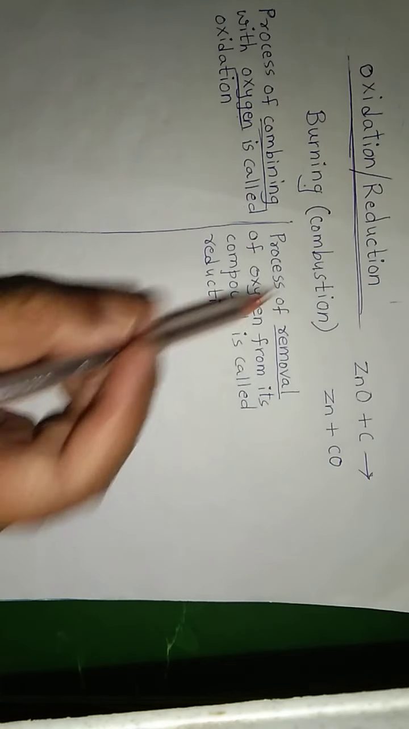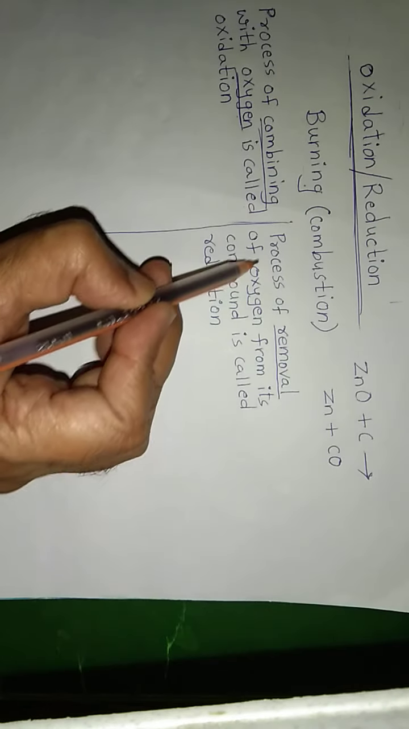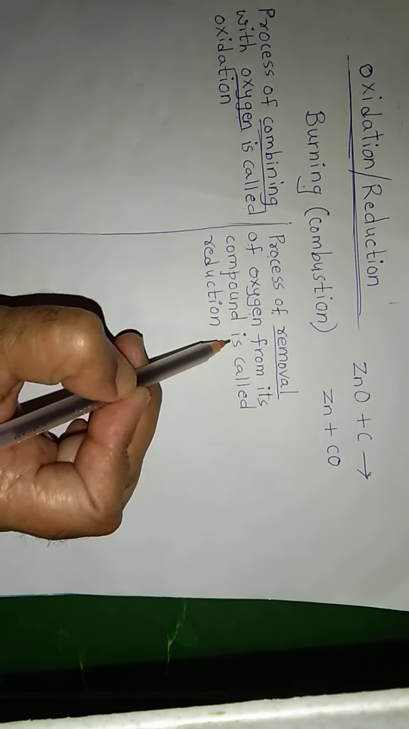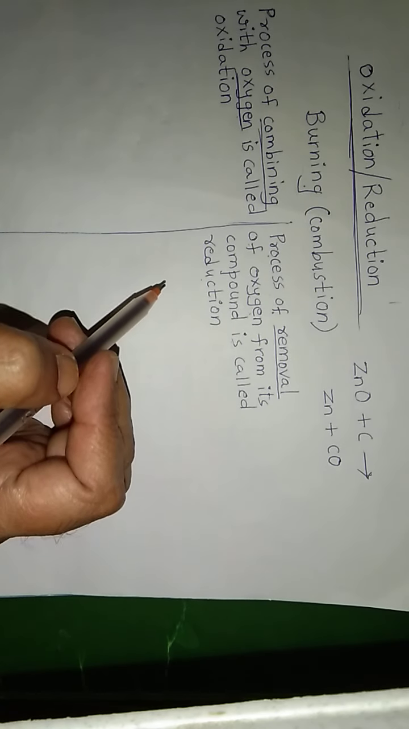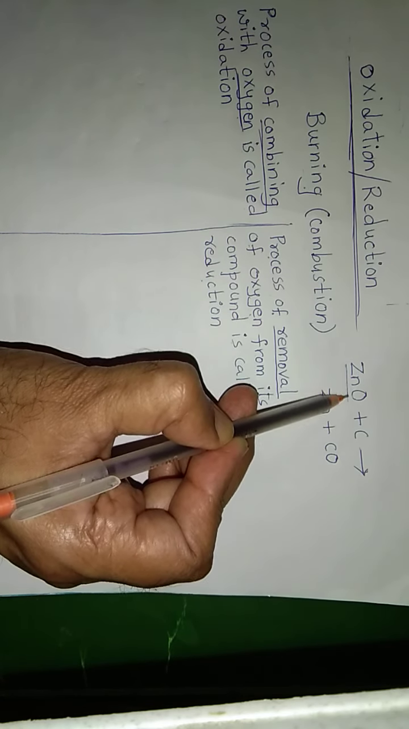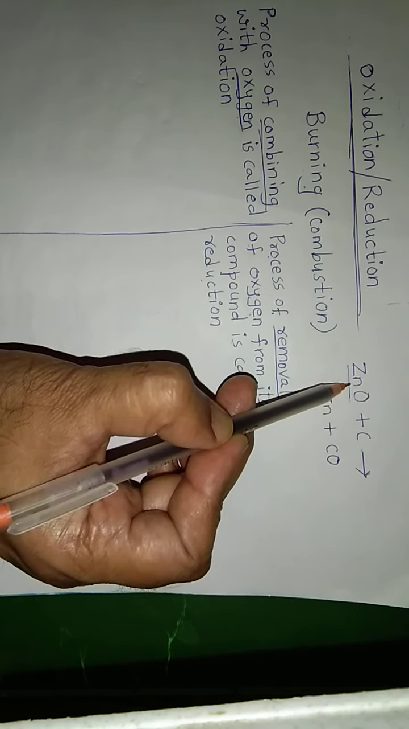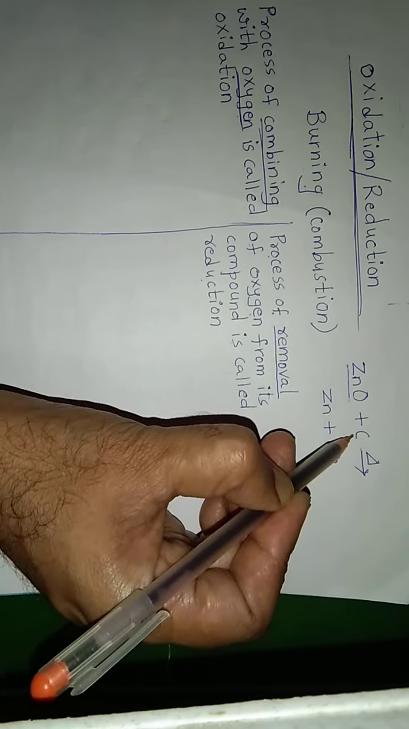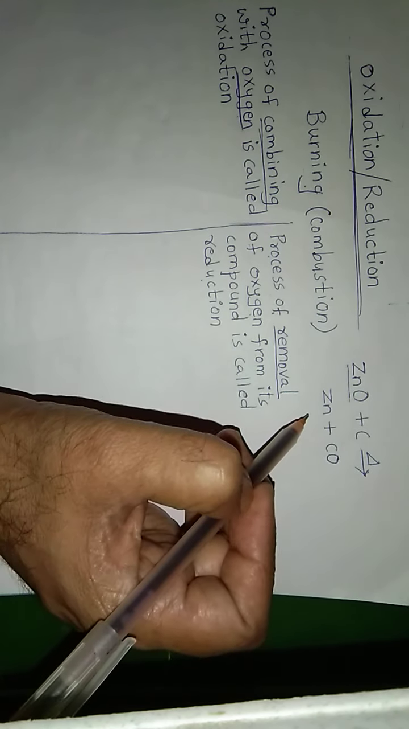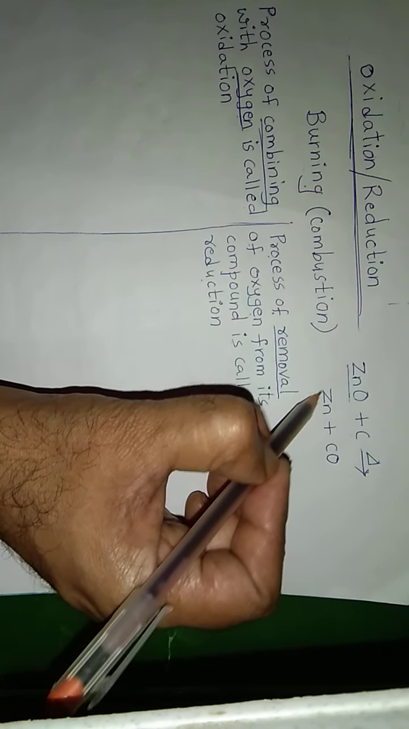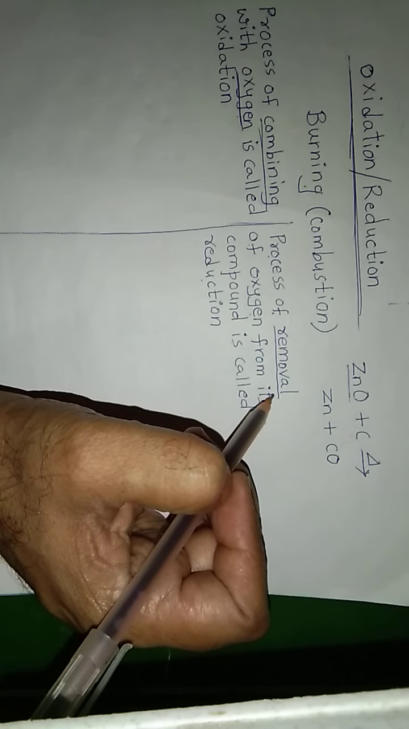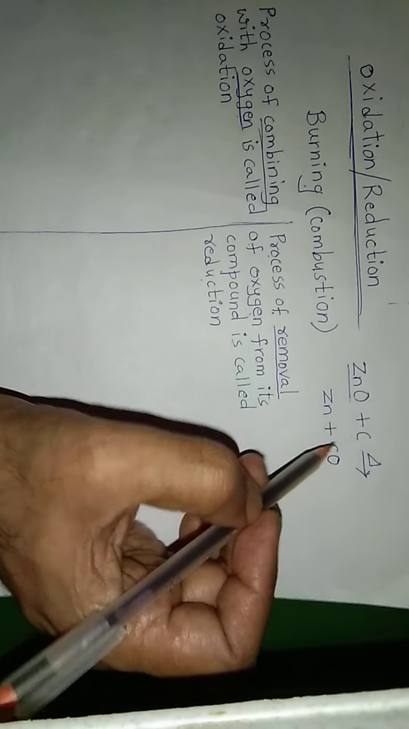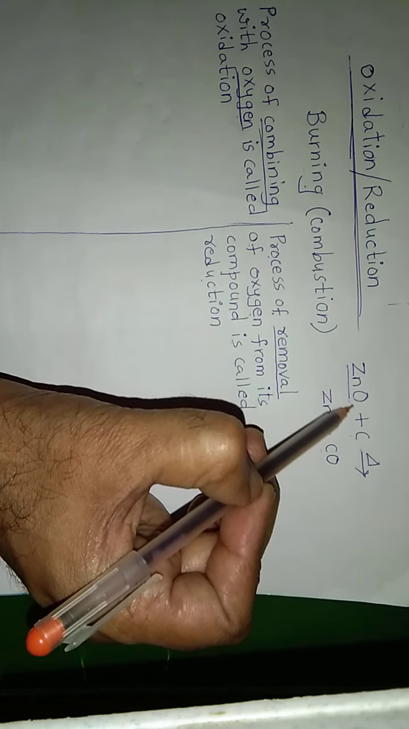So the definition of reduction is: process of removal of oxygen from its compound is called reduction. See here, this is the compound of oxygen. When zinc oxide is heated with carbon, it will turn into zinc and carbon monoxide. In this process, we have removed oxygen from its compound.